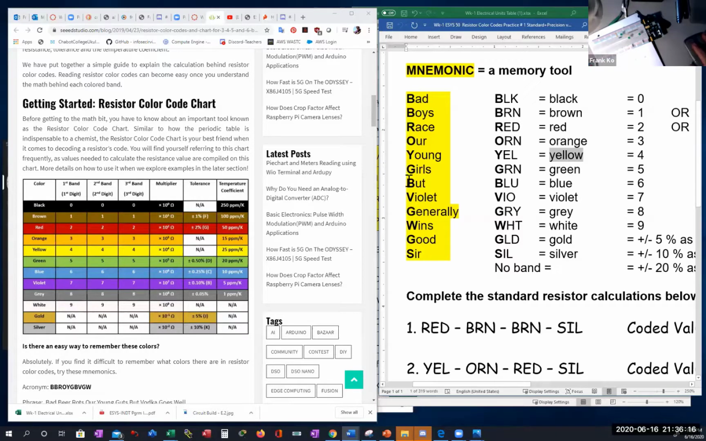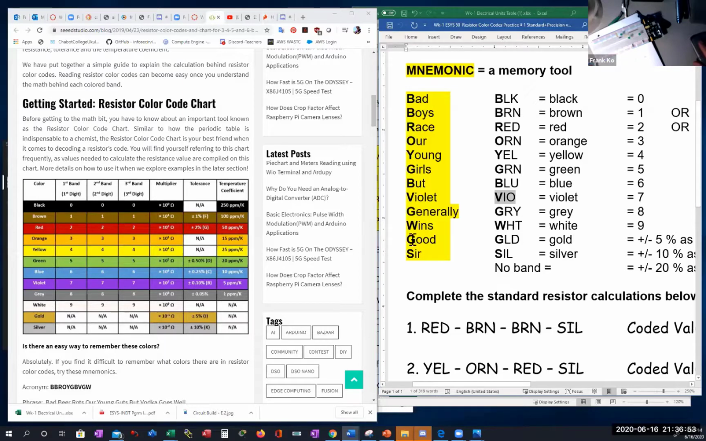G occurs three times. The G and the B in the middle of this color sequence are green and blue. They are shades that are very close to each other. This B represents blue, and the G here represents green. So the G for girls is G for green, abbreviated GRN, and represents five. B for but is B for blue, abbreviated BLU, and represents six. V for violet, VIO, is what I'm using for the abbreviation, for seven, and you can see on the color code chart it is violet.